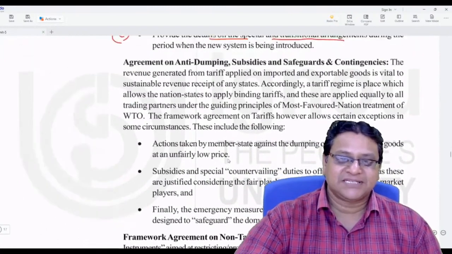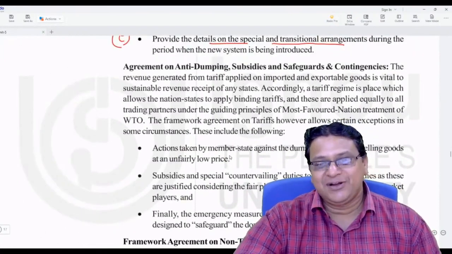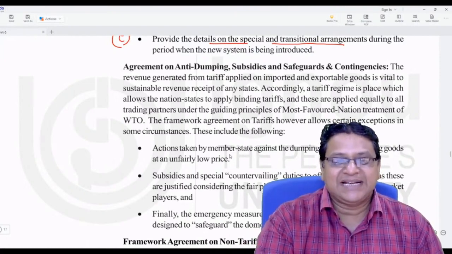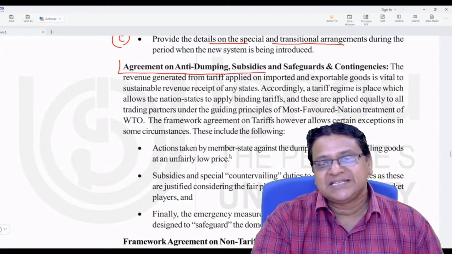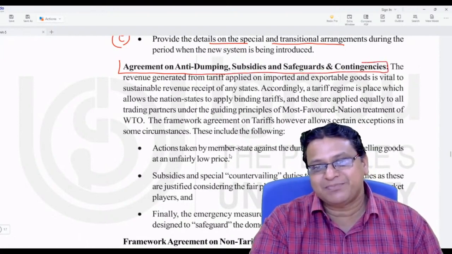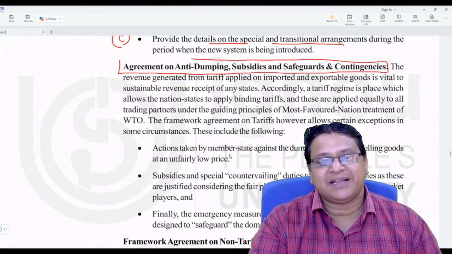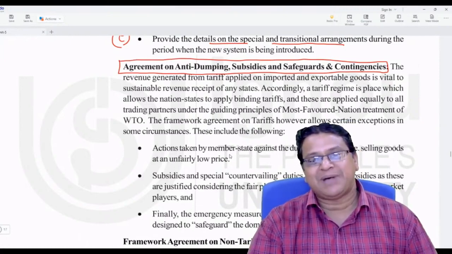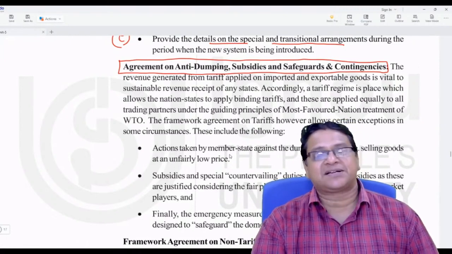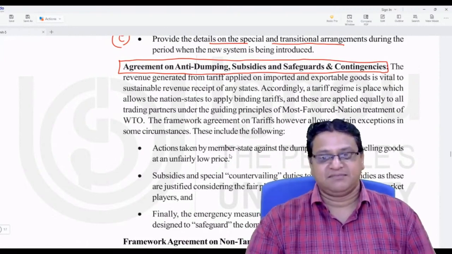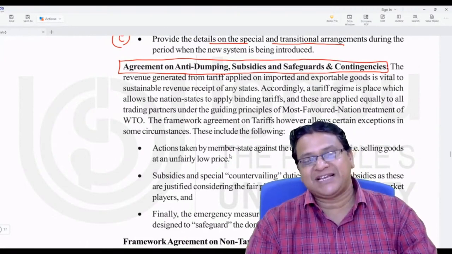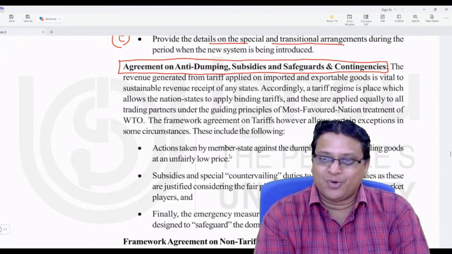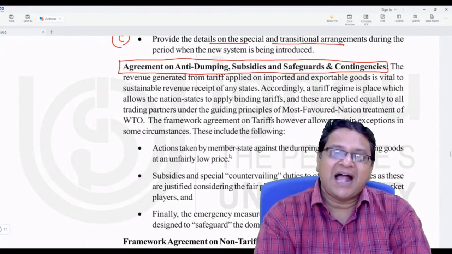Next important agreement is the agreement on anti-dumping, subsidy and safeguard contingencies. What is anti-dumping? Dumping means selling a product below its market price in a foreign market. The main purpose of selling the product below its market price is to eradicate the competitors from the market. Once the competitors are eradicated, the foreign firm will create a monopoly in the market and charge as per their wish.